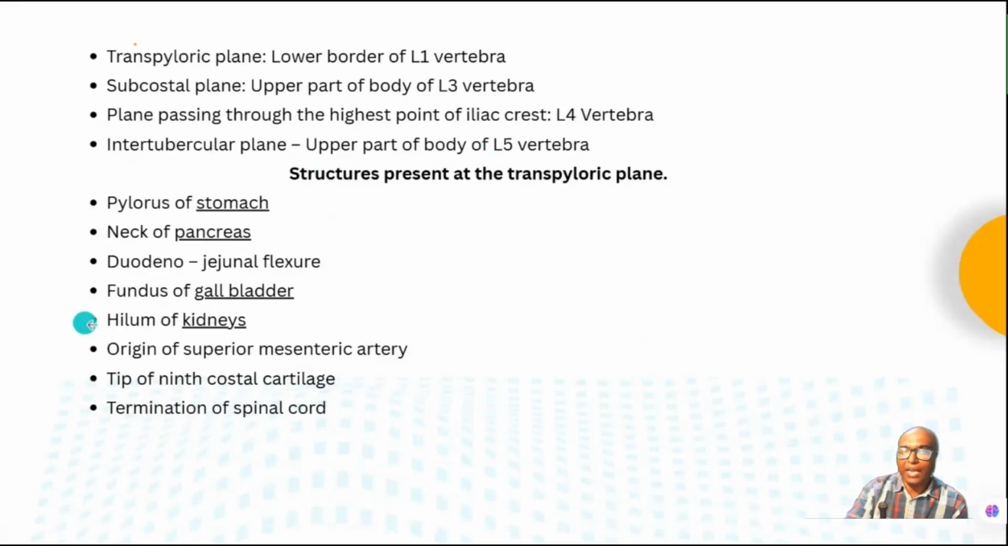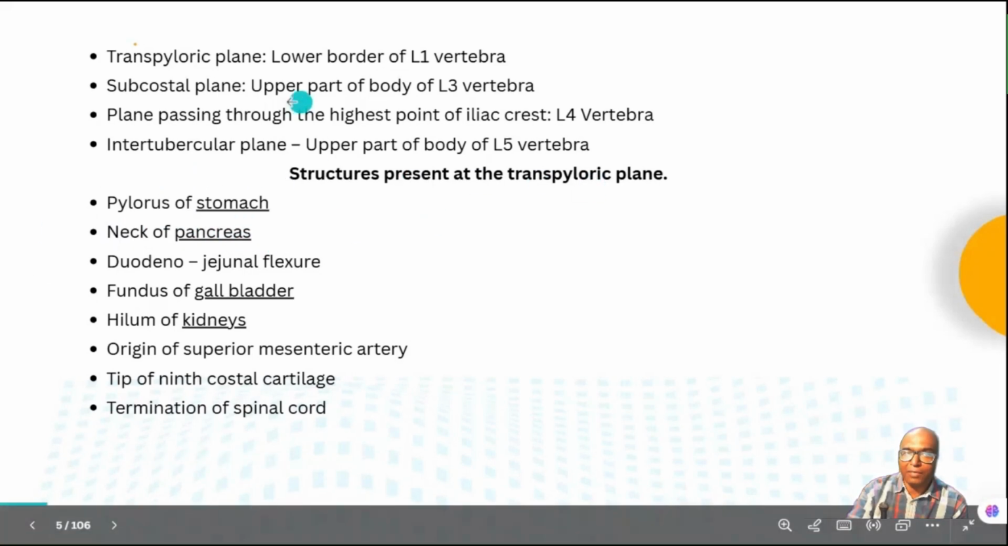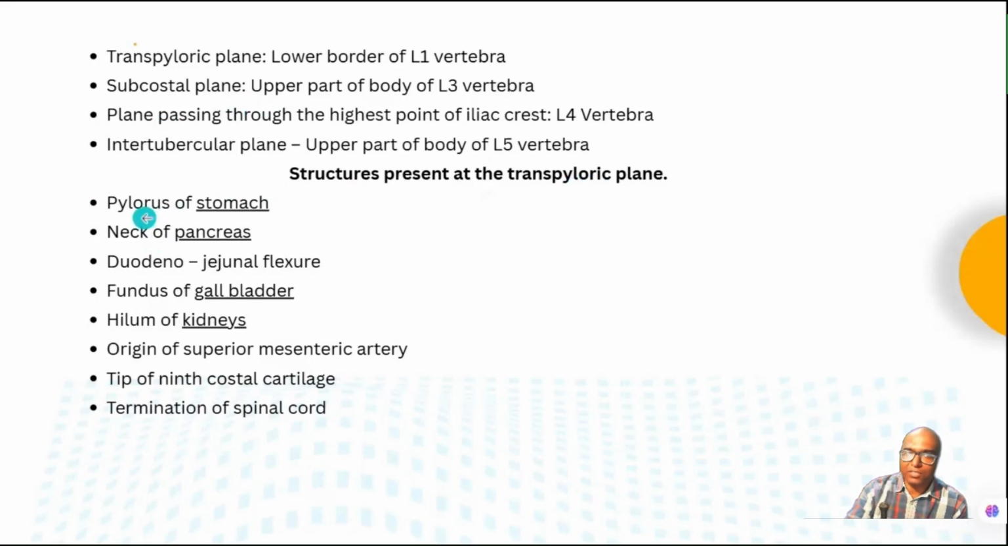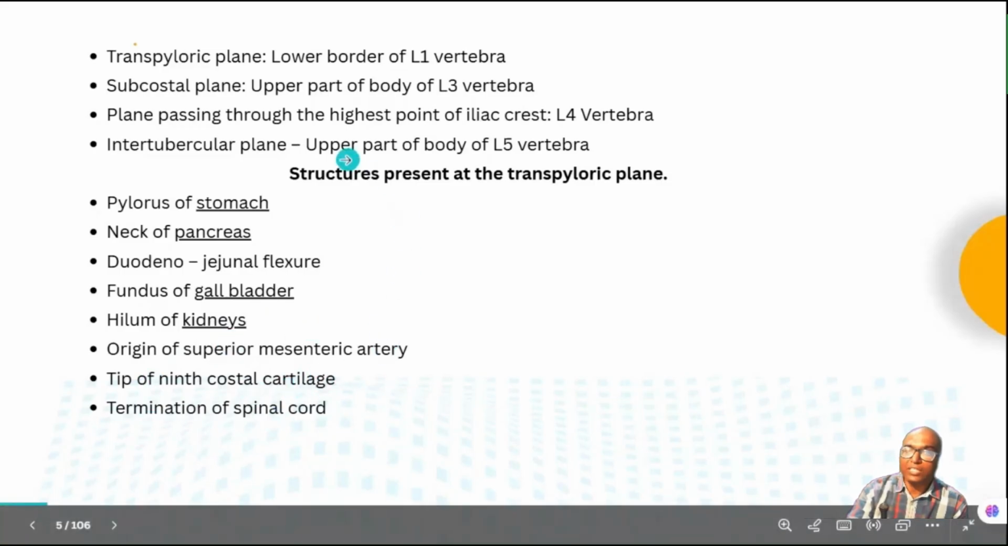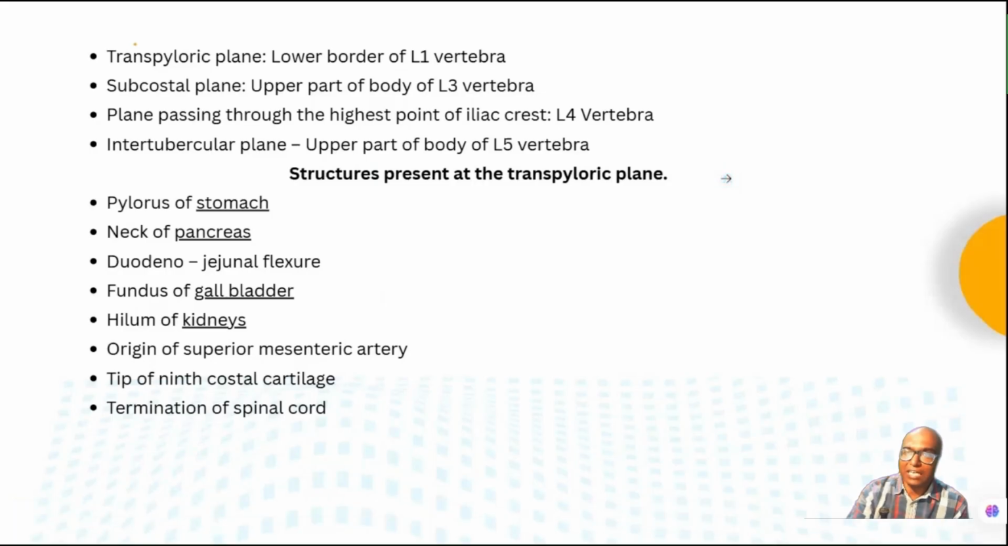So they may give you any 4 of these correct, but they may give one wrong, and you may get confused. Say, for example, body of the pancreas. It is the neck of the pancreas which lies at the level of the transpyloric plane. So you should know correctly. They may give some other part of the stomach also. So at the transpyloric plane, we have the pylorus of the stomach, neck of the pancreas, duodenojejunal flexure, fundus of the gallbladder, hilus of the kidneys, not the upper pole of the kidney, it is the hilus of the kidney. Okay, and origin of the superior mesenteric artery, tip of the 9th costal cartilage, and termination of the spinal cord. So these are the structures which are at the level of the transpyloric plane.